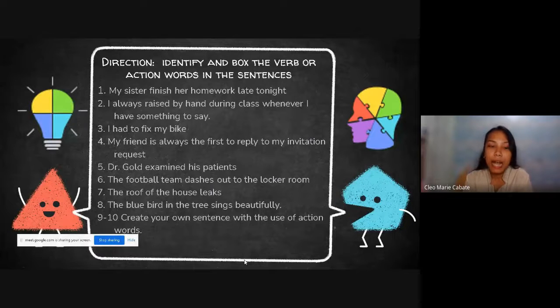For number 5: Dr. Gold examined his patient. It is examine. For number 6: The football team dashes out to the locker room. It is dashes. For number 7: The roof of the house leaks. What is the answer? Great, it is leaks. For number 8: The bluebird in the tree sings beautifully. Correct, it is sings. Very good. Who among you can share your answer to number 9 and 10?